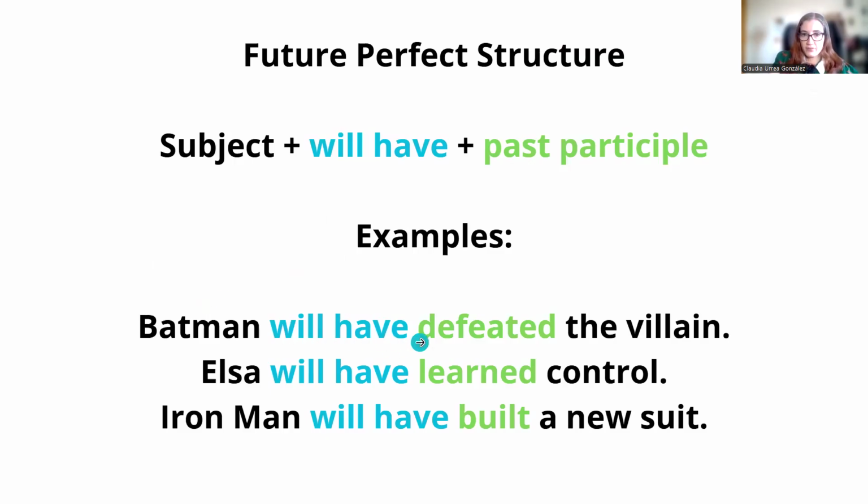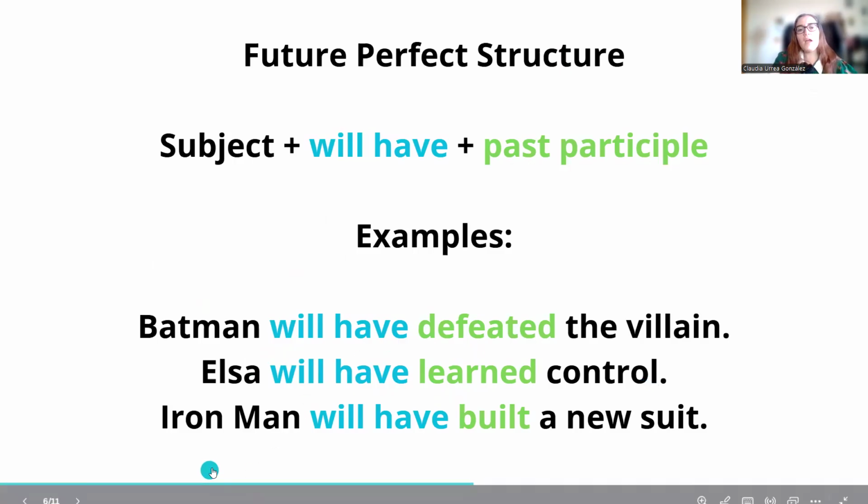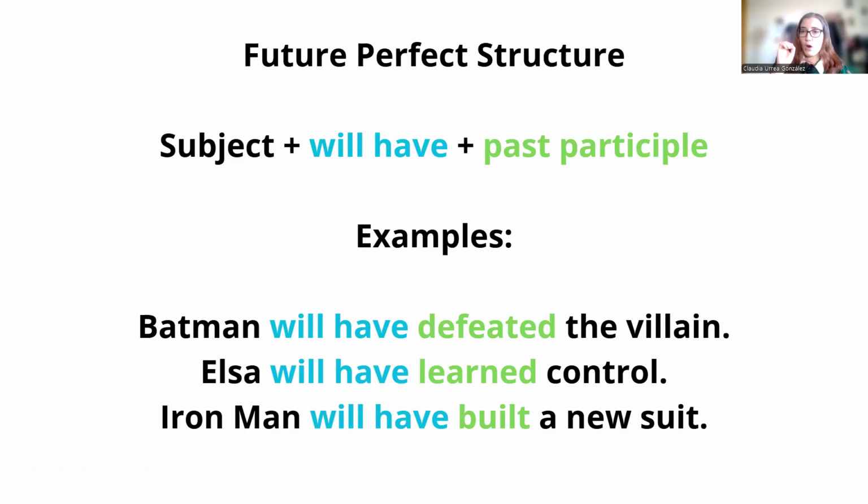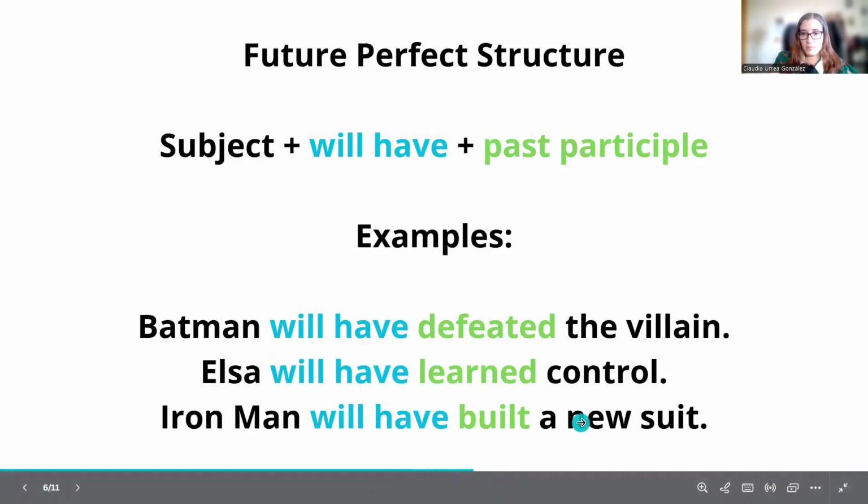Batman will have defeated the villain. Elsa will have learned to control the power of ice. Iron Man will have built a new suit. So how many regular verbs do we have in these three examples? Two, and we have only one irregular verb, which is build. Very good, guys.